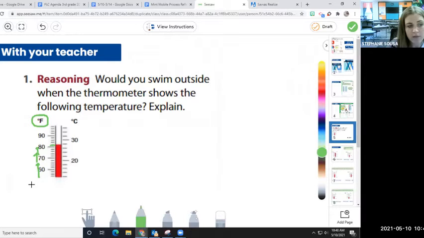Go ahead and write that with me. 82 degrees Fahrenheit. So swimming outside, yes, 82 degrees Fahrenheit. That's enough to make you sweat. So yes, we would go swimming outside. Let's check the Celsius. Change your color. I don't care what color you choose, but make it a different color.